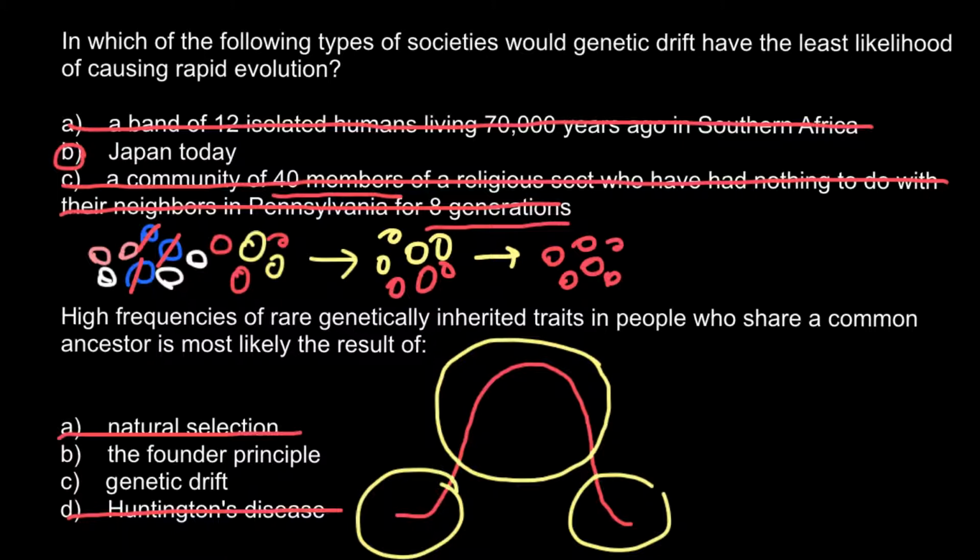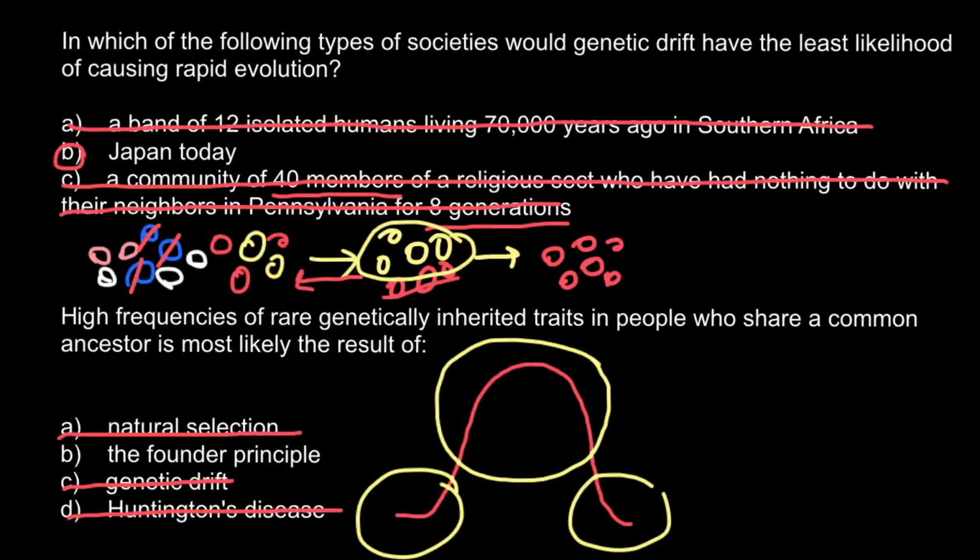So only these alleles would be left here. So due to genetic drift, we also may have a situation when some of the alleles in society could be lost. And this example represents situation where due to genetic drift, some of the new alleles were gained by this community. So we can cross out answer C, and the only correct answer left is answer B, the founder principle.